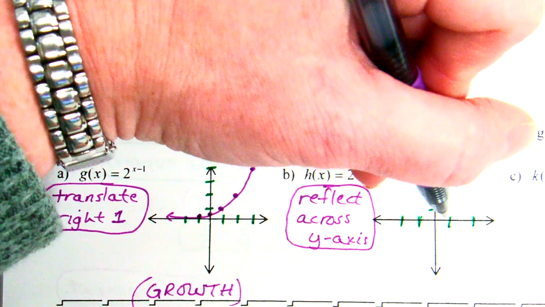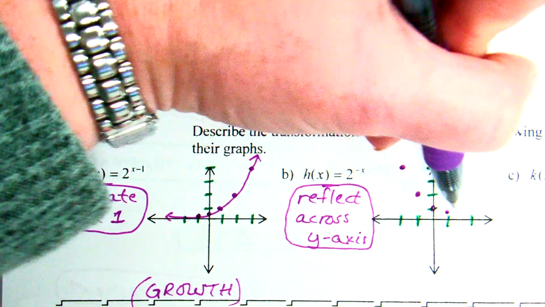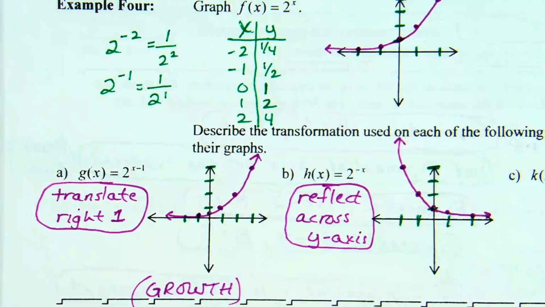And so I'm going to go left 2, up 4. Left 1, up 2, still at 0, 1. Right 1, a half. Right 2, up a fourth. My x-axis is still acting as a horizontal asymptote, still running alongside there. Take a guess what this is an example of. Decay. This is decay because it's going down. It's starting high and it's consistently getting lower.